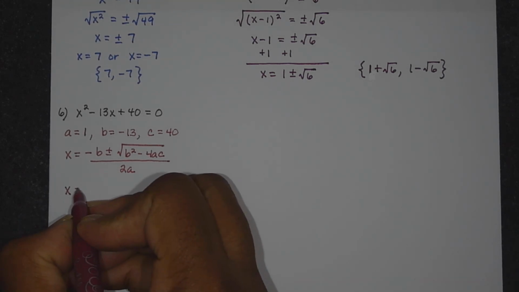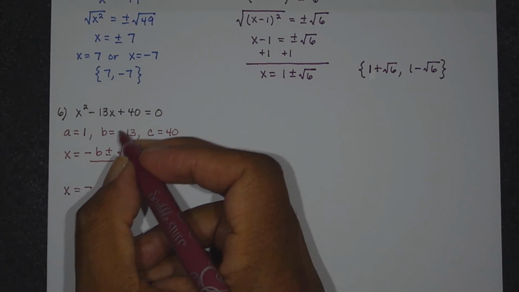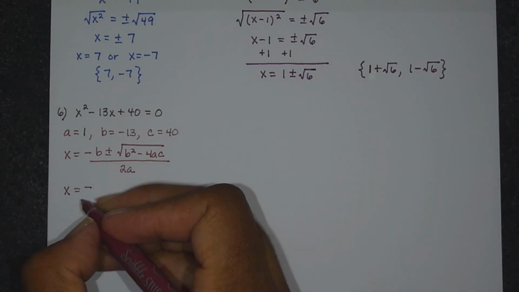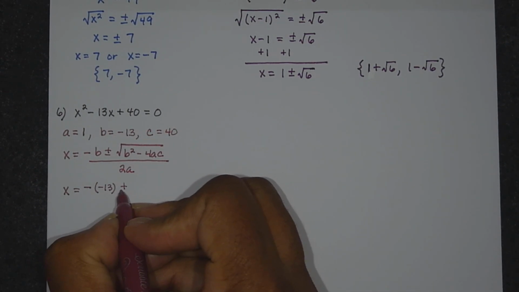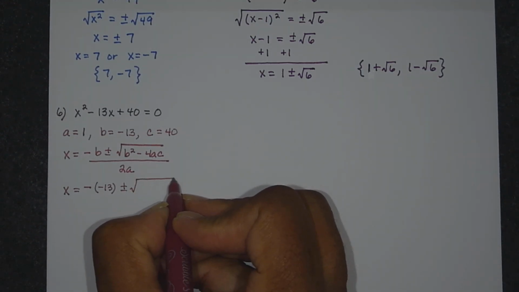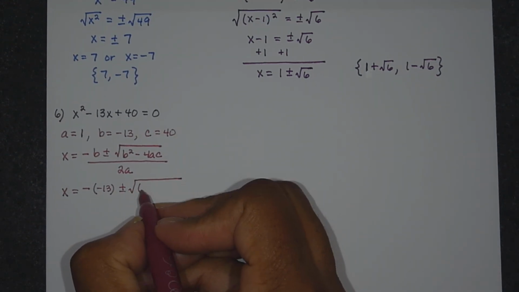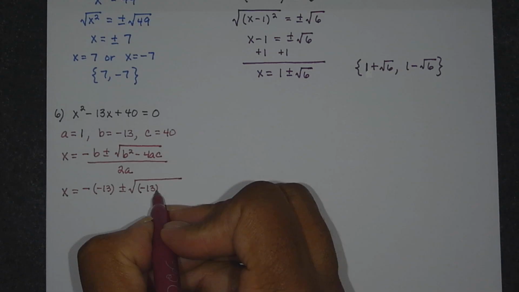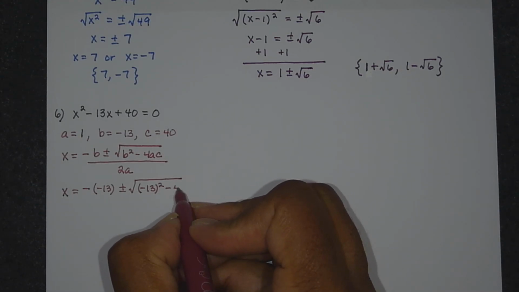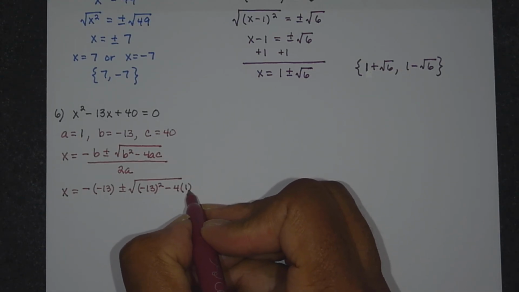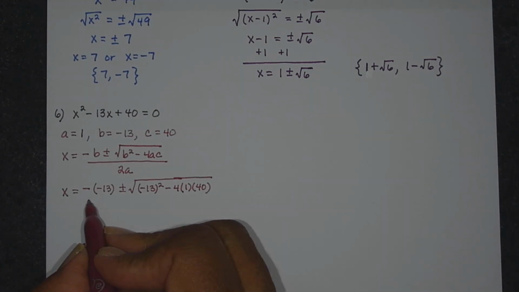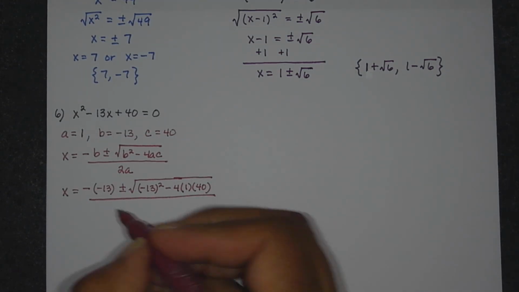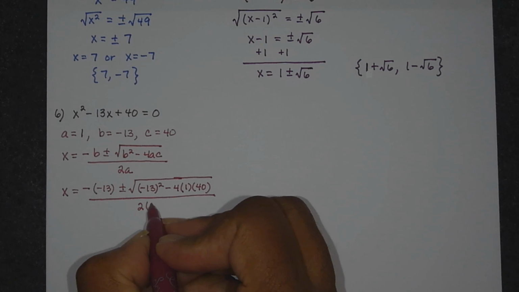So that means I have x is equal to, bring down the negative sign, replace the b with negative 13. So it'll be negative of negative 13 plus or minus the square root of b, again that's negative 13, squared, minus 4 times a, which is 1, times c, which is 40. That whole thing is divided by 2 times a, which is 1.